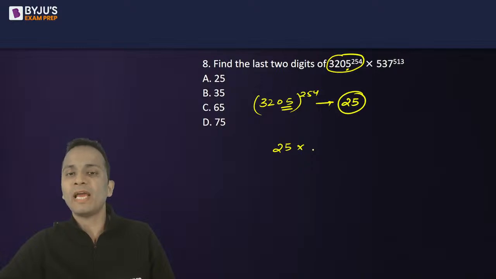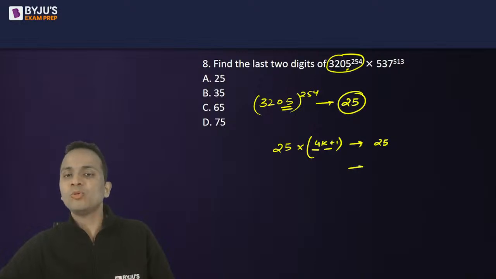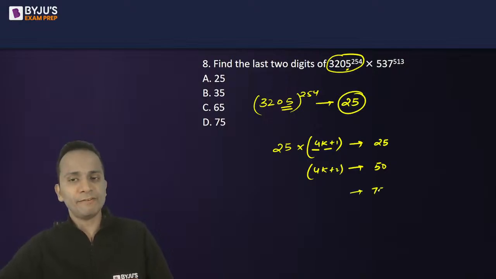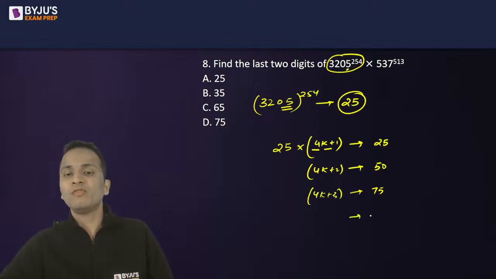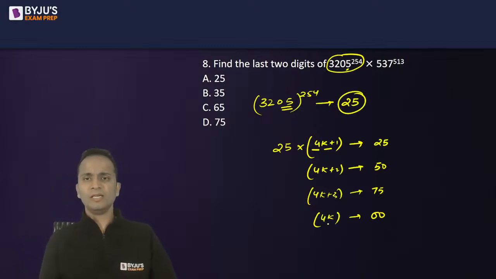Now, 25 when multiplied by any number, the last two digits can be 25 if this number is of the form 4k plus 1. The last two digits will be 50 if the second number is of the form 4k plus 2. Last two digits will be 75 if the number is of the form 4k plus 3. It will be 00 if the number is of the form 4k. So it all depends on the second number.